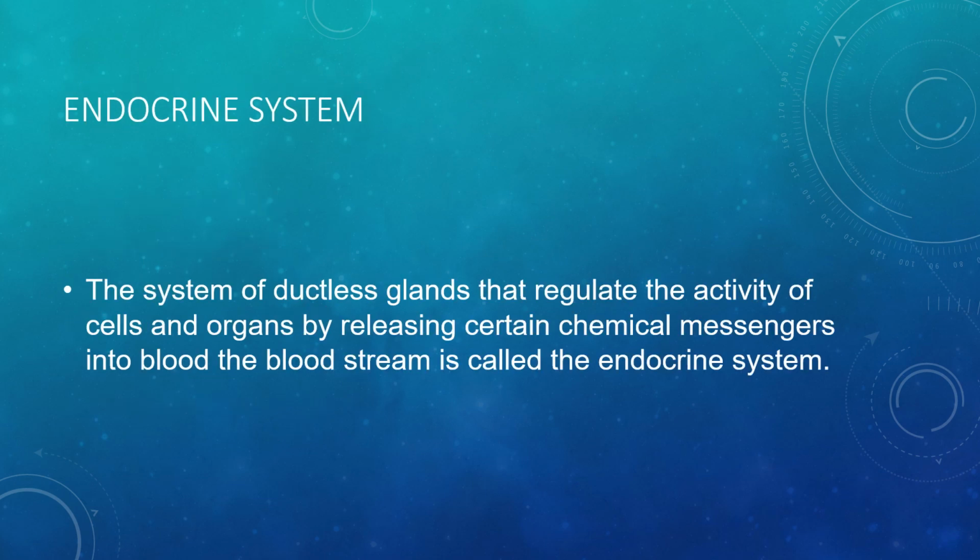Now, what is the endocrine system? The system of ductless glands. The glands which do not have any ducts regulate the activity of cells and organs by releasing certain chemicals. Our body is made up of chemicals, and certain chemicals are released from certain glands which do not have ducts. They act as chemical messengers into the blood, and the bloodstream is called the endocrine system.